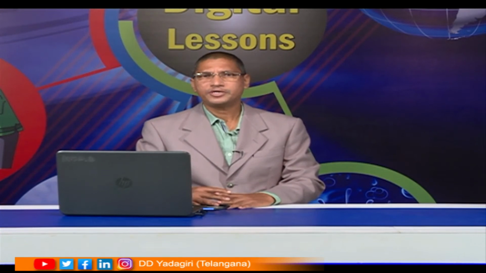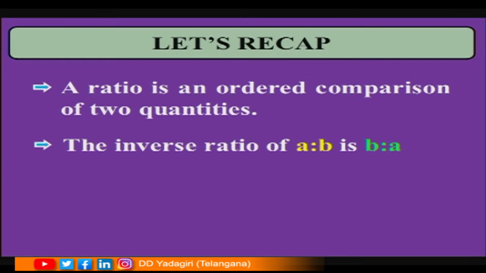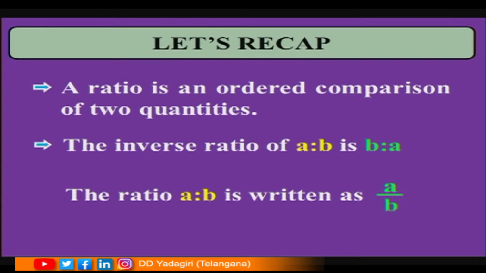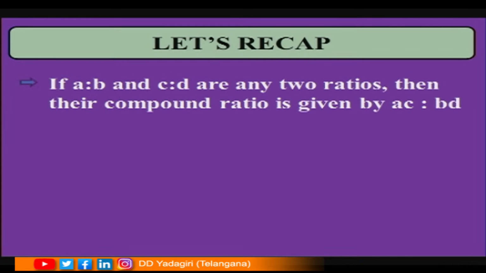Children, I hope you have learned the concepts, and also you are now perfect with application of these concepts in solving the word problems. Now, before we conclude, let us quickly recap what we have learnt in this session. A ratio is an ordered comparison of two quantities. The inverse ratio of A is to B is B is to A. The ratio A is to B is written as A by B. If A is to B and C is to D are any two ratios, then their compound ratio is given by AC is to BD.